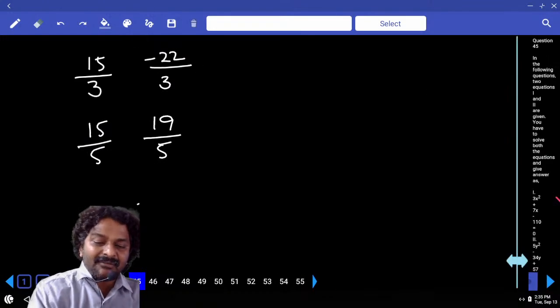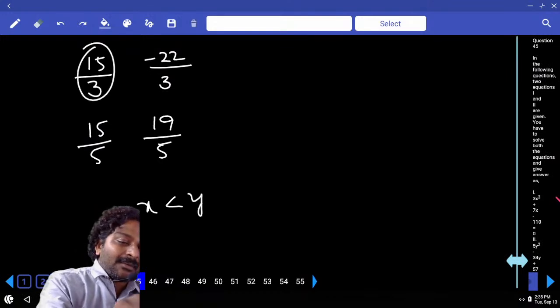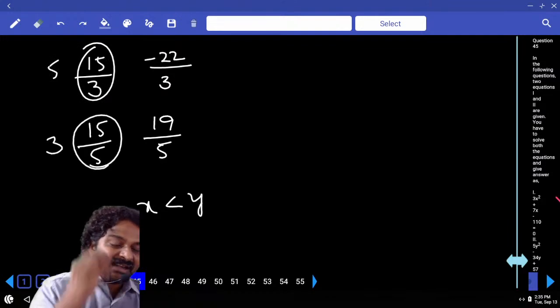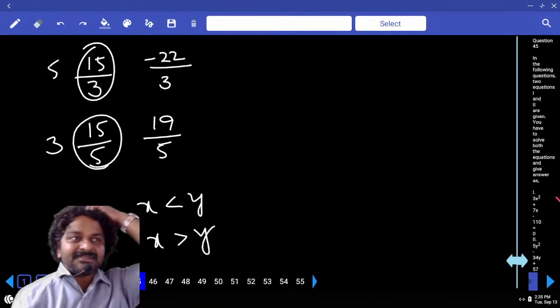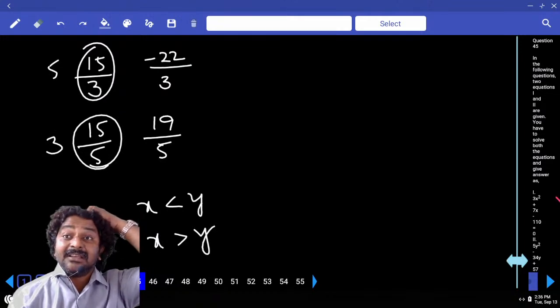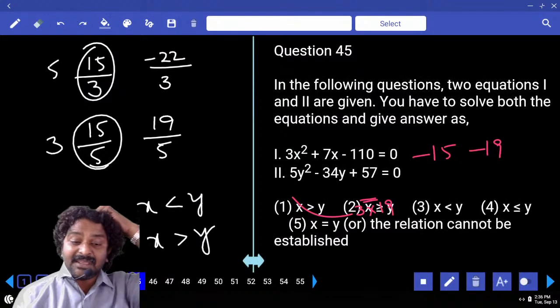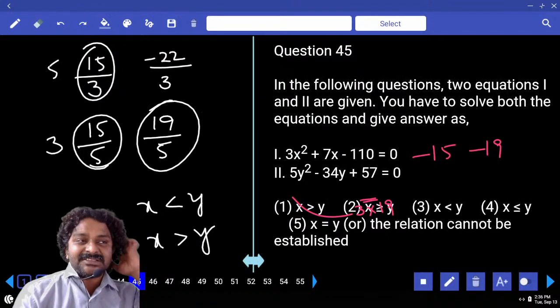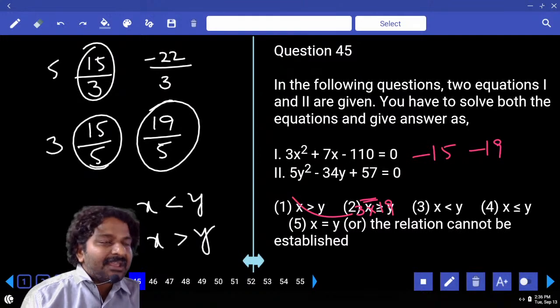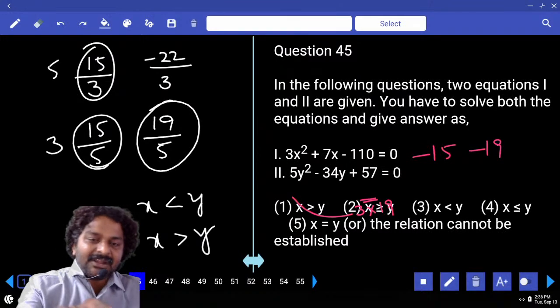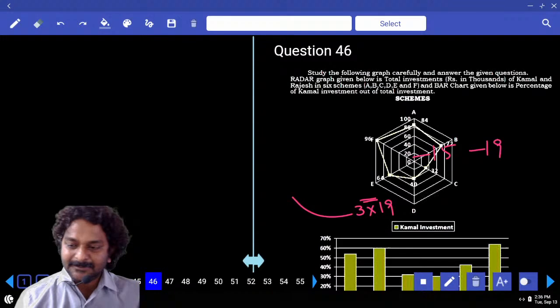So clearly we have one condition, which is x less than y. How much is this? 5. How much is this? x greater than y, right? So x less than y as well as x greater than y. Answer: relation cannot be established. Do we need to check 19 by 5? Already less than and greater than have come, so whatever comes, it doesn't matter to us. Relation cannot be established. Final answer.